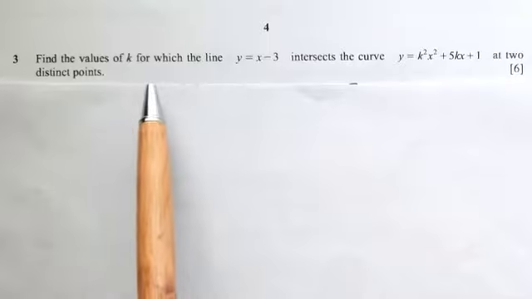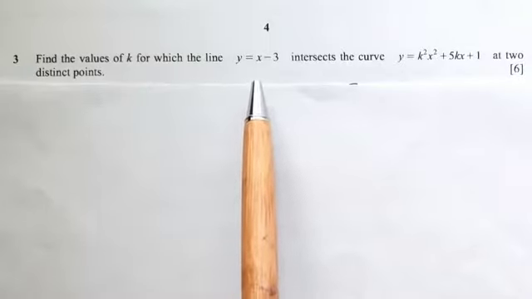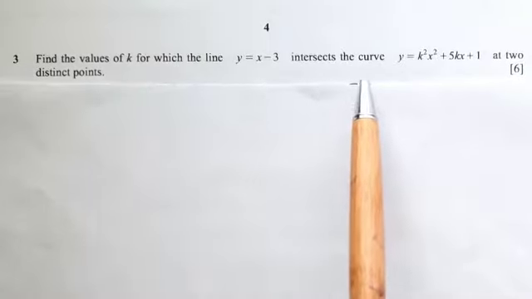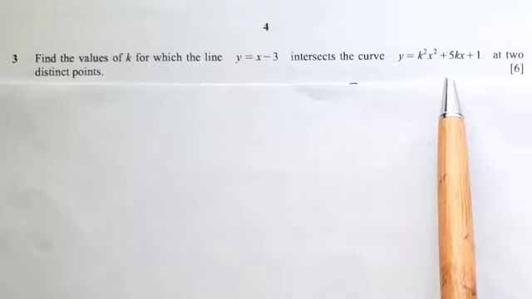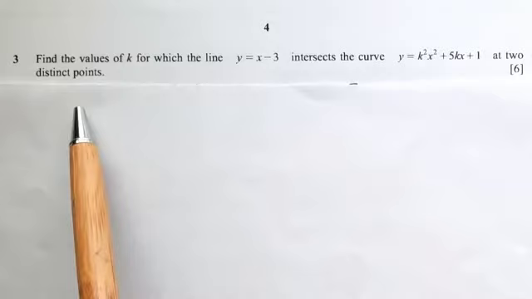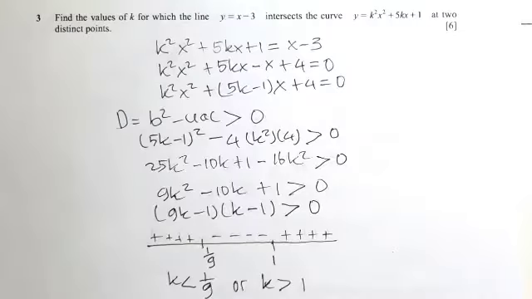Find the value of k for which the line y equals x minus 3 intersects the curve y equals k squared x squared plus 5kx plus 1 at two distinct points. Now, that is the intersection problem leading to a quadratic equation.